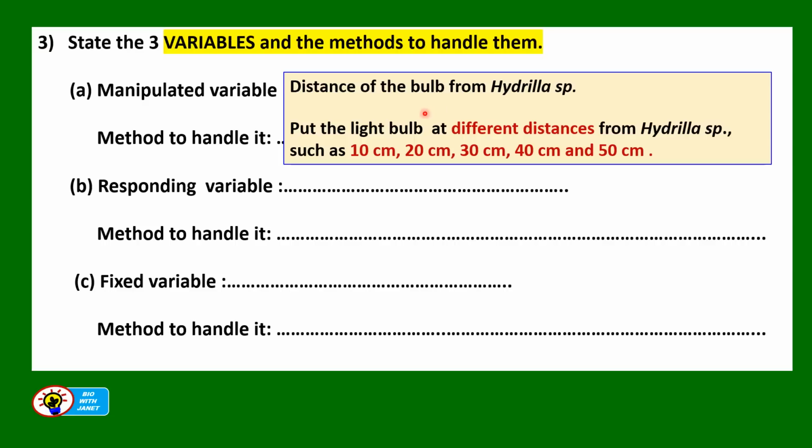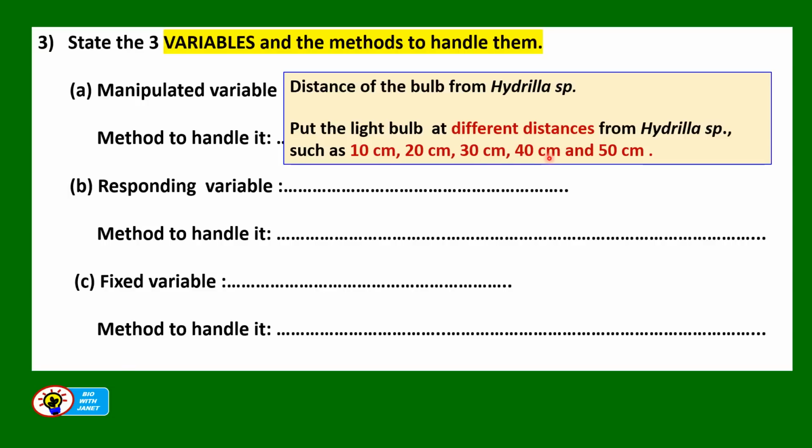Note that you must have the word different when you are talking about method to handle manipulated variable. Some people use the word use different distances, but it doesn't sound very correct. So I put the light bulb at different distances from Hydrilla. Then always give the values for the MV. All the values: 10 cm, 20 cm, 30 cm, 40 cm, and 50 cm.